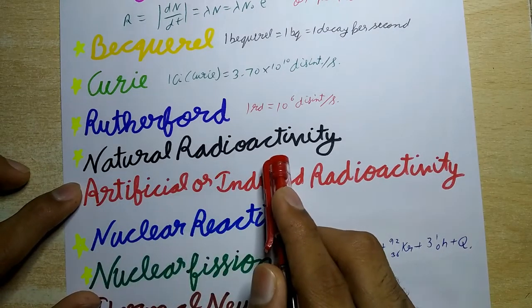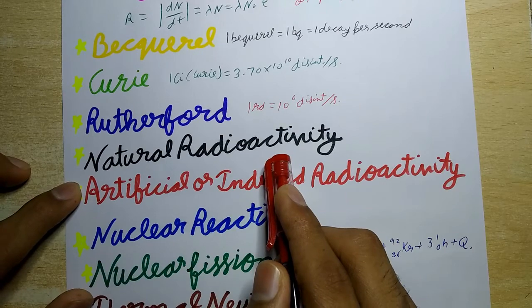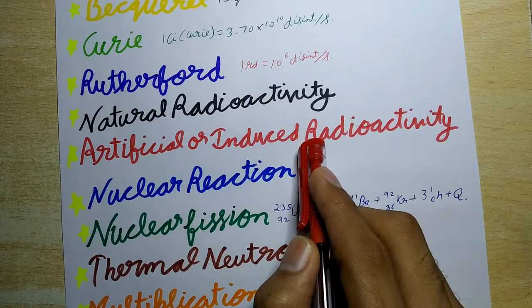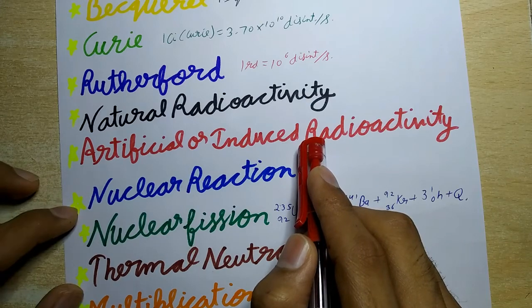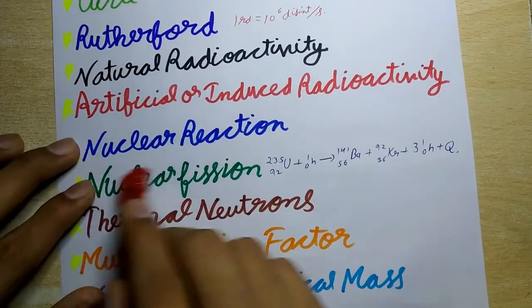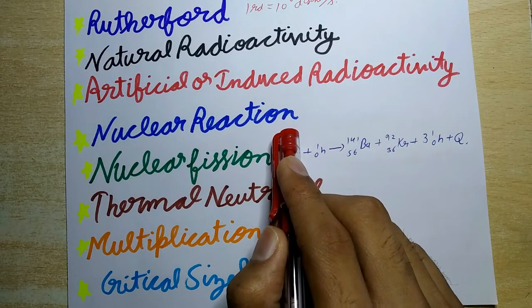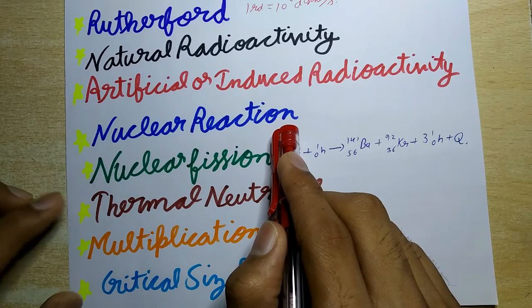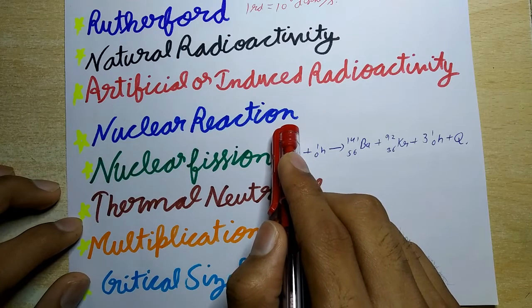Now natural radioactivity. It is the phenomenon of spontaneous emission of alpha, beta or gamma radiations from the nuclei of naturally occurring isotopes. Now artificial or induced radioactivity. It is the phenomenon of inducing radioactivity in certain stable nuclei by bombarding them with suitable high energy particles. Now next is nuclear reaction. It is a reaction which involves the change of one stable nucleus into the nucleus of another element by bombarding the former with suitable high energy particles.